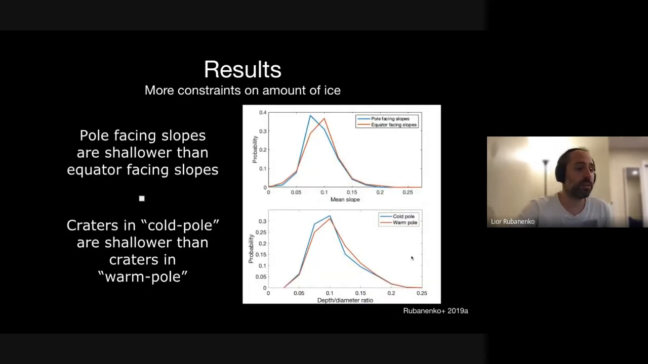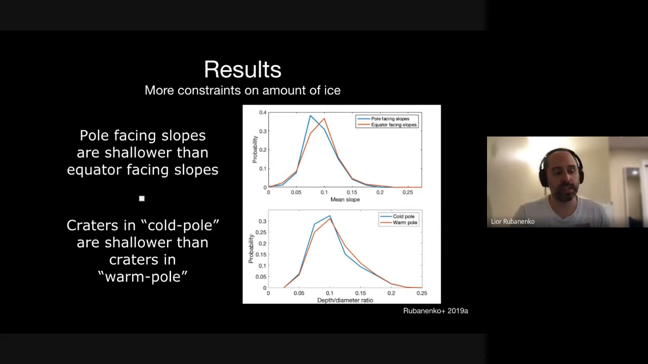Now, another interesting morphological property that we can look at is the slopes, comparing the pole-facing slopes and the equator-facing slopes of craters. When you do that, you find that the pole-facing slopes are slightly shallower than equator-facing slopes, which again contributes to the idea that this asymmetry, the shallowing of craters and of slopes, is caused by the accumulation of ice.